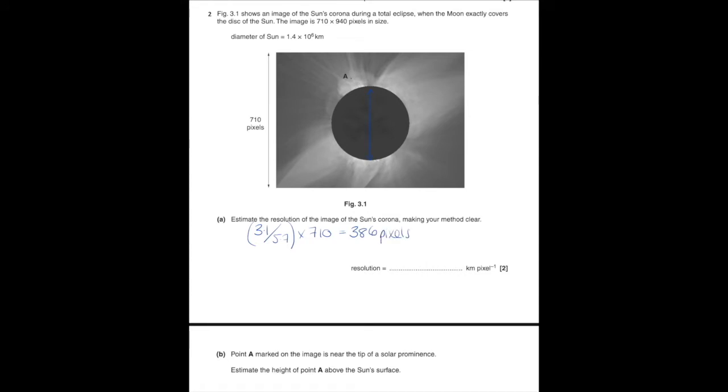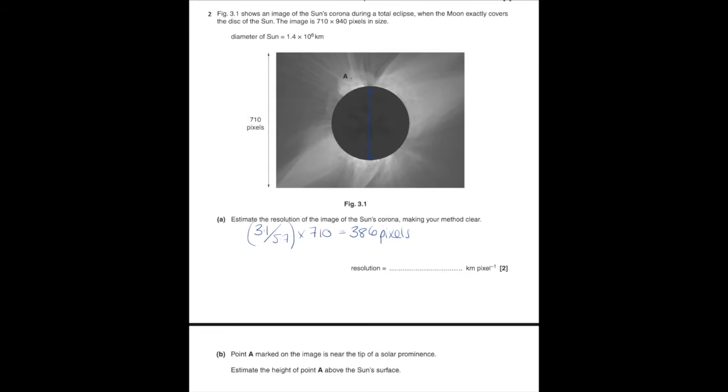Now again, depending on what your measurements were, you'll find that your value for the total number of pixels for the sun should still come up more or less the same, and anything in the range of 350 through to 430 would be acceptable here. So that tells you the total number of pixels in that image for the diameter of the sun.